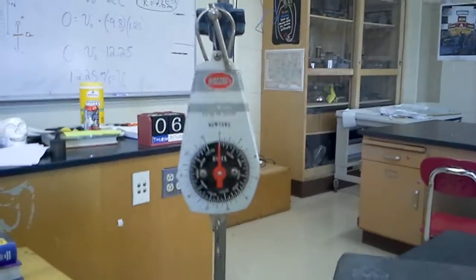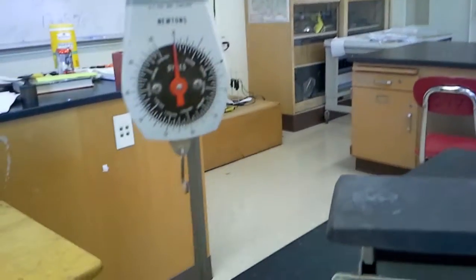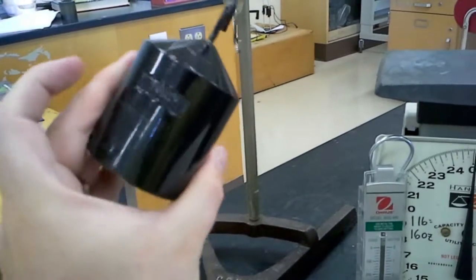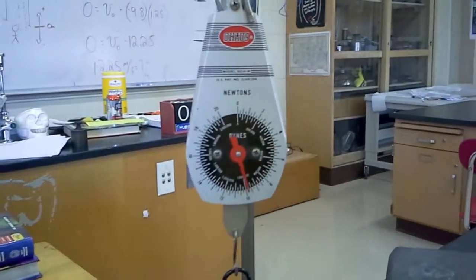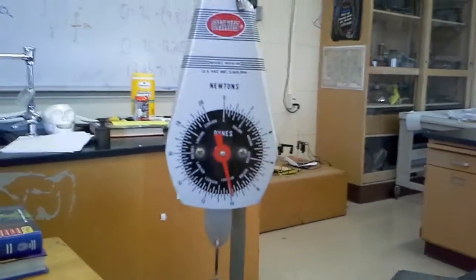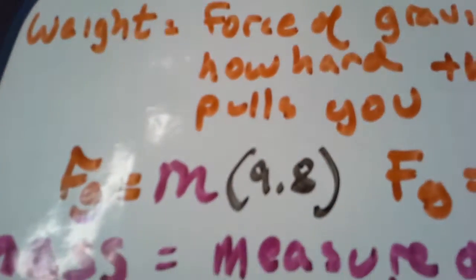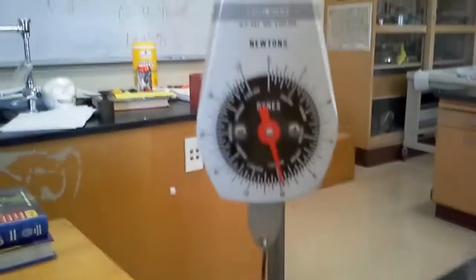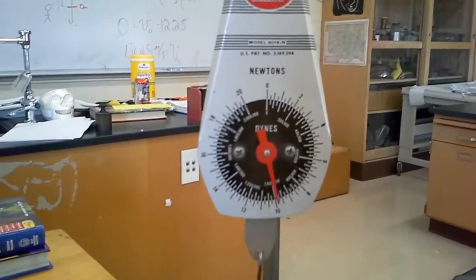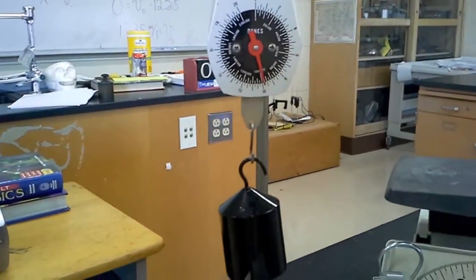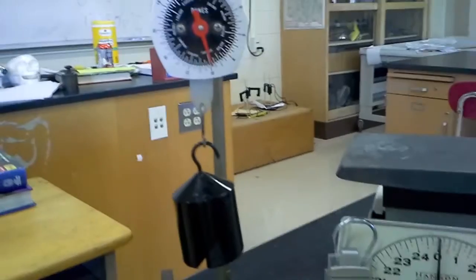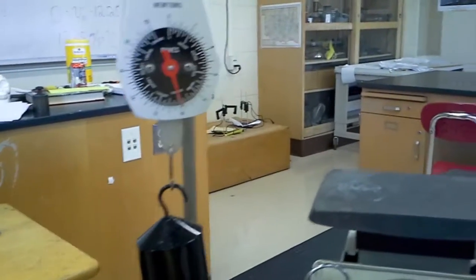So I've got it hanging on the ring stand, and I'm going to hang this standard kilogram mass from it. And you can see it reads 10 newtons. That's because 1 kilogram times 9.8 is about 10. So how does it work? Well, I think the easiest way to see that is going to be to look inside this spring scale.